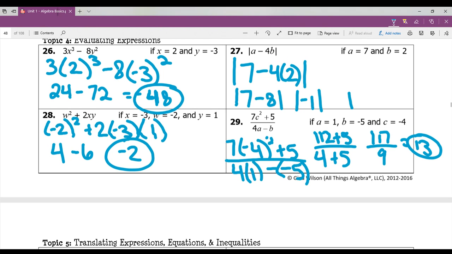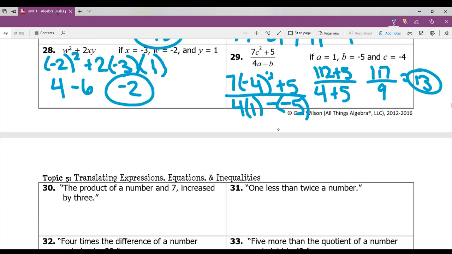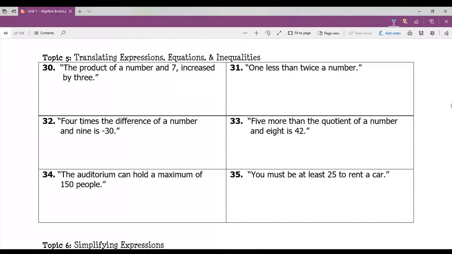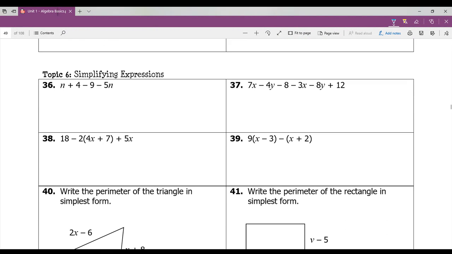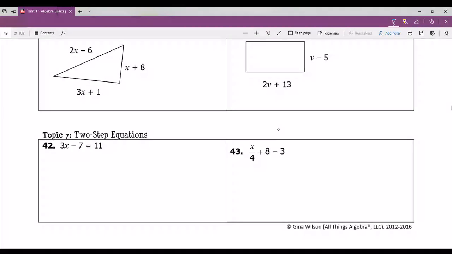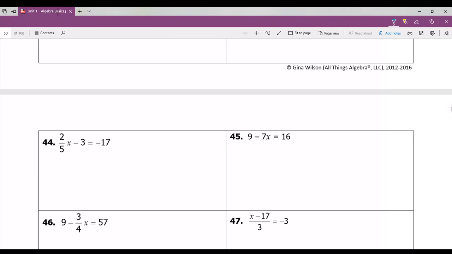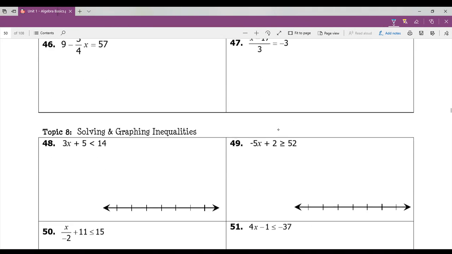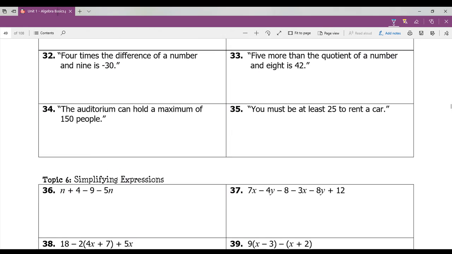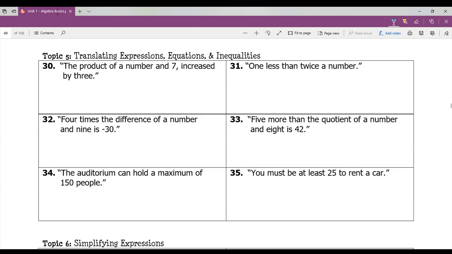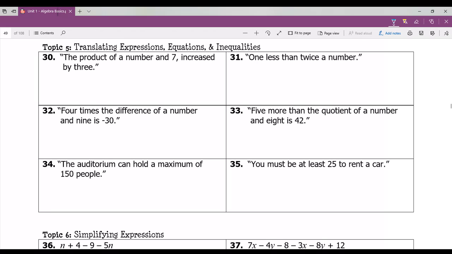Again, if you don't want to work those out all the way, you can just use the Desmos Online Calculator. Let's see how much more we got to do. There's simplify, 2-step equations. Okay, we got a little bit more to do. Translating.